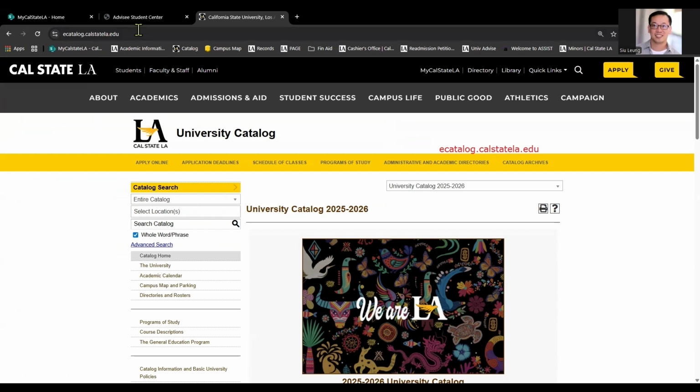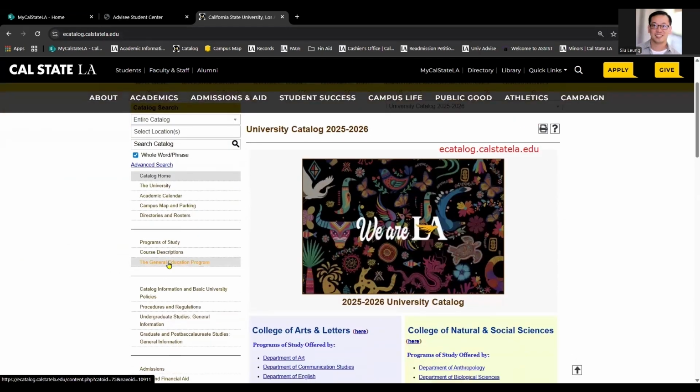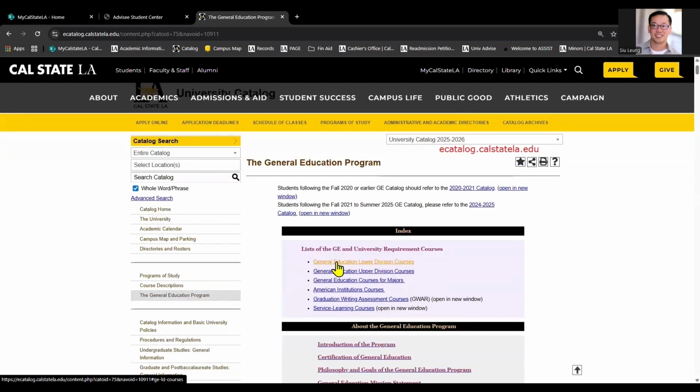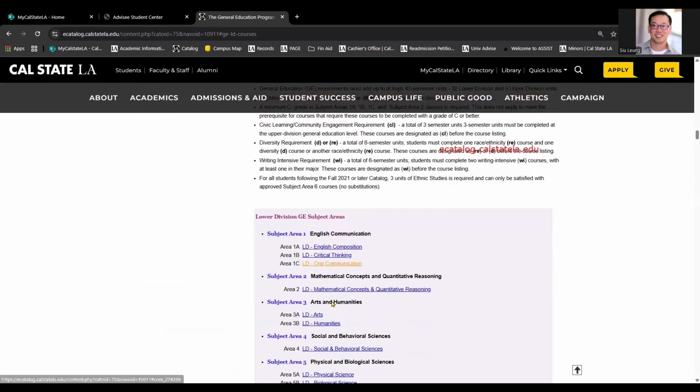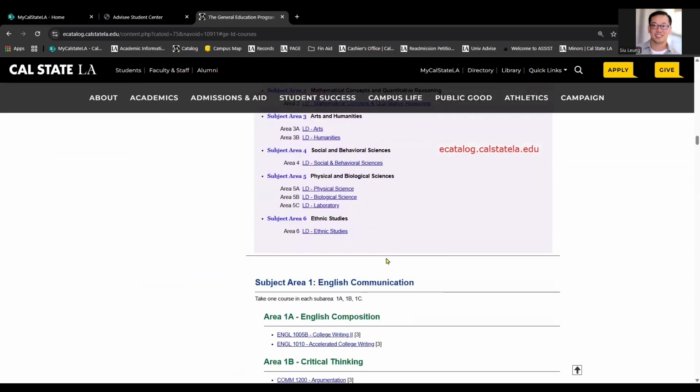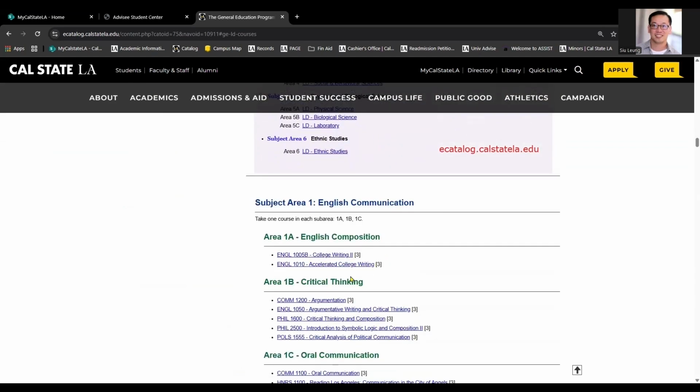So what you want to do is go down where it says the general education program. Go ahead and click on that. It's going to take you to the GEs. And what you want to look at are the lower division GE courses, right? GE lower division courses. So go ahead and click on that. And as you can see, area 1A, 1B, right? So if you scroll down, you can see what those classes are.